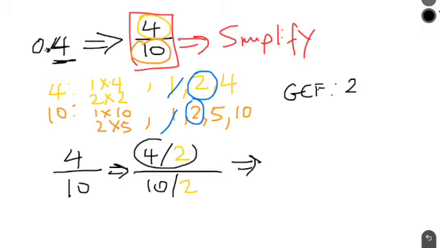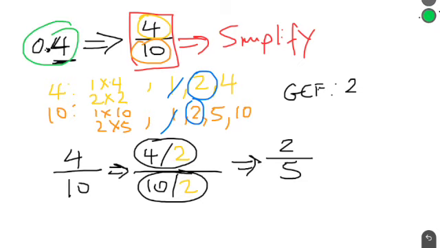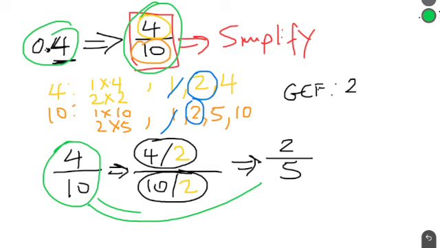4 divided by 2 is 2. 10 divided by 2 is equal to 5. So what we just found is that 0.4 converts to the fraction 4 over 10, and 4 over 10 when simplified equals 2/5. So we can take this approach every time.